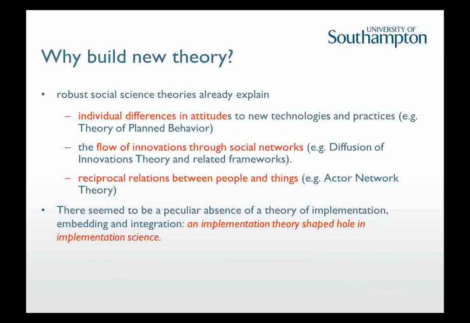This is another way of seeing the problem that I faced in the mid-2000s when I started doing this work. Again, we have robust science theories about individual differences, about the flow of innovations. But of course, the other really important body of theory in this area, actor network theory and science and technology studies, explores reciprocal relations between people and things.